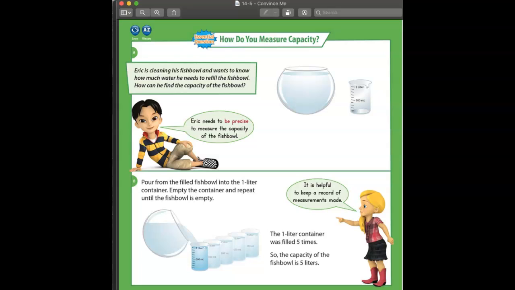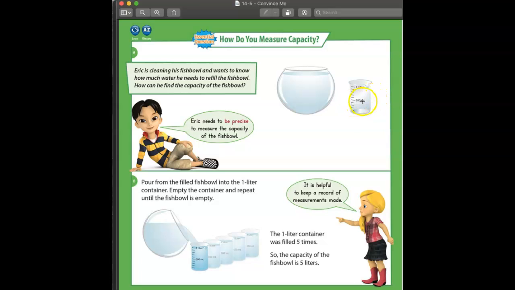So today we're going to look at how to measure capacity. And remember that capacity is the amount of liquid that a container holds. So right here we're going to look at what is the capacity of the fishbowl? How much liquid does the fishbowl hold? And we're going to use a 1 liter beaker. This is called a beaker to determine the capacity of the fishbowl.